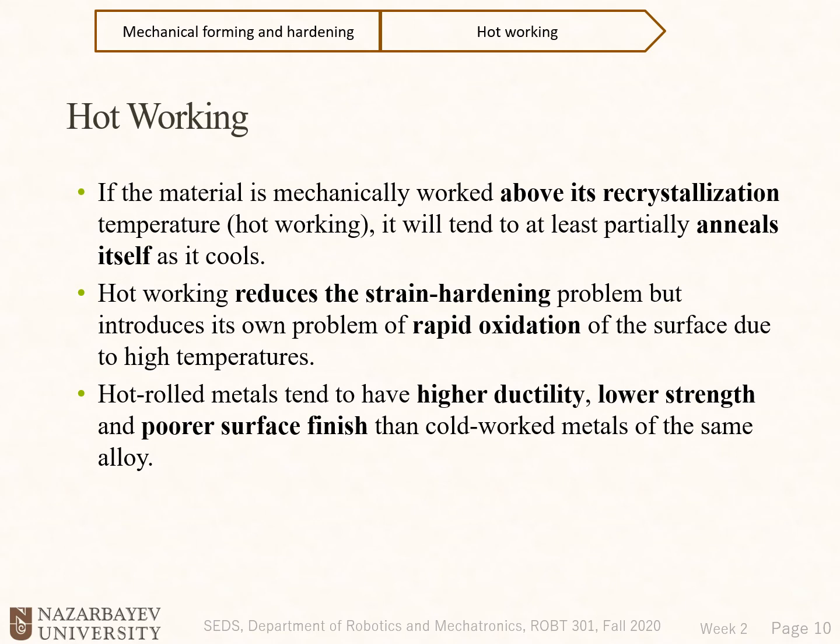and the surface will oxidize. Hot rolled metals tend to have higher ductility because of the self-annealing, lower strengths, again because of that self-annealing, and poorer surface finish. Why poorer surface finish? Because of that oxidation, compared to cold worked metals of the same alloy. So why do we use hot working? Because hot working gives us more of a range of plasticity. We could deform the part more before breaking the part.